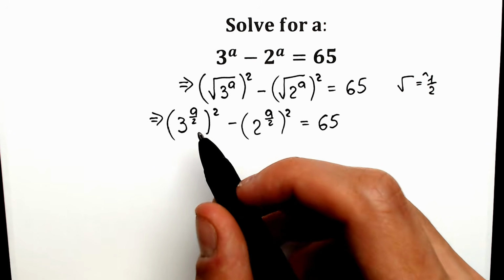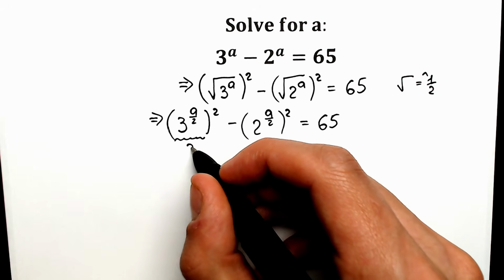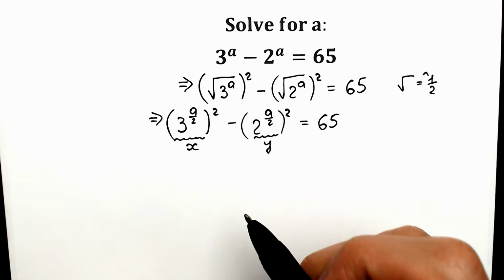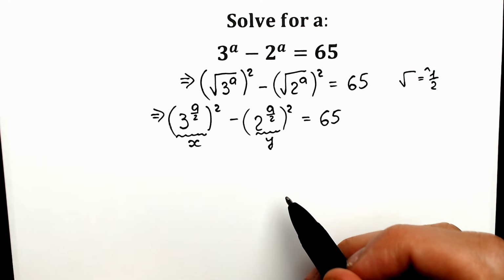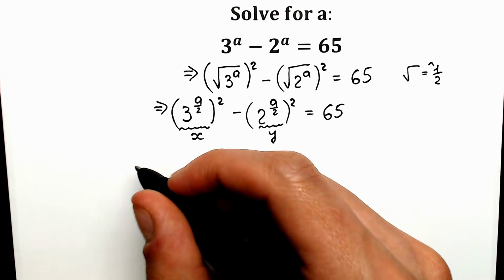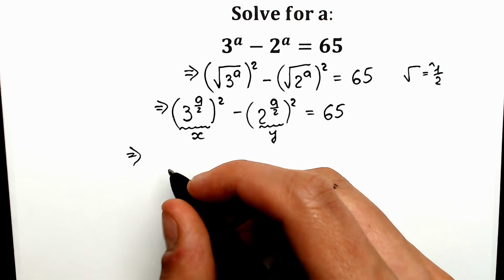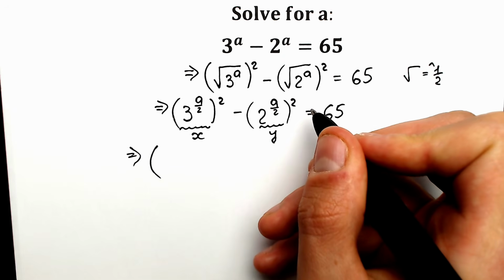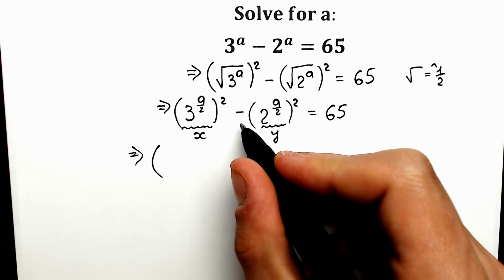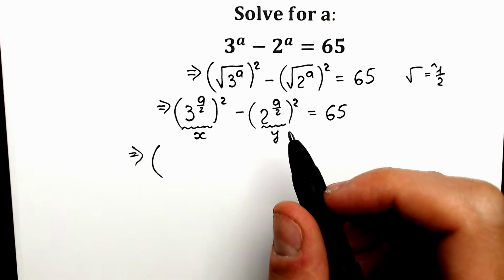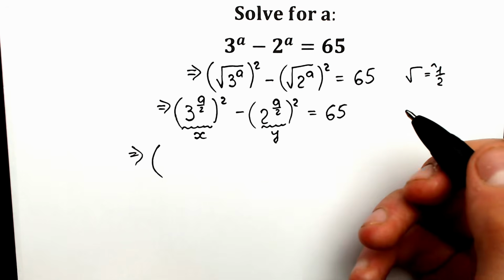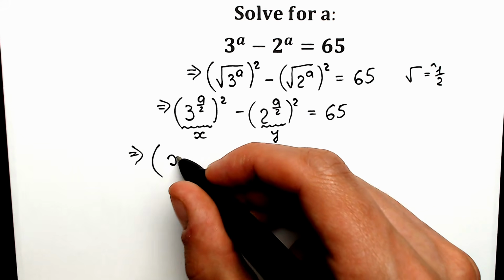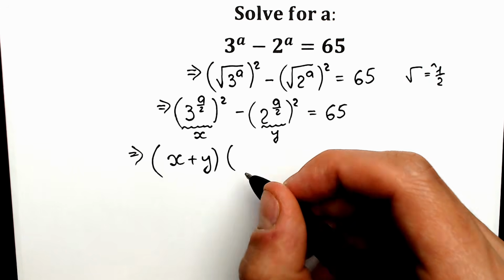we can consider this expression as a difference of squares. This is our first expression, for example, this is our x. This is our second expression, this is our y. So we have x squared minus y squared, and everyone should know this classic school formula, x plus y times x minus y. So we can write it as 3 to the power a over 2 minus 2 to the power a over 2, and 3 to the power a over 2 plus 2 to the power a over 2, but for further solution, I want to use, for example, x and y. So we have x plus y times x minus y.